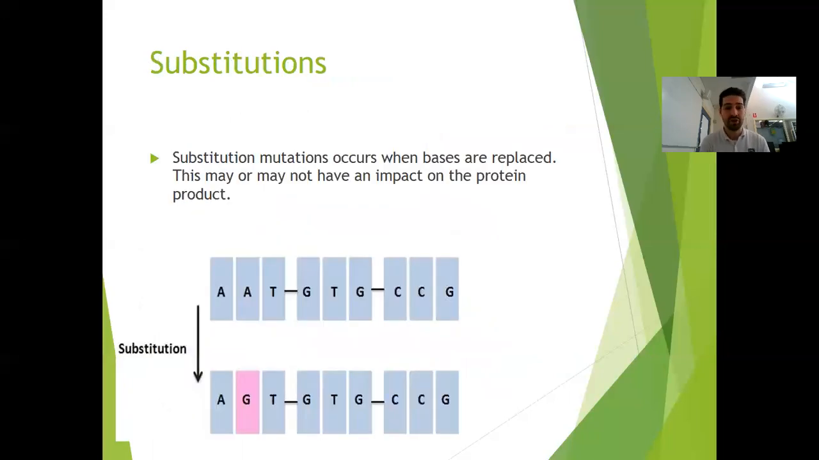And again, we're going to touch on the codon chart and how that might impact on mutations as well. So we'll start with substitutions. So this is where a base is replaced. Now this may or may not have an impact on the protein produced. And you can see here a simple substitution. We've just replaced A with G.